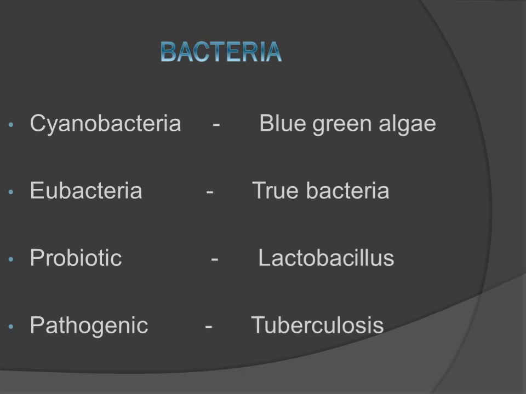Right? So under this three-domain classification, the second one is bacteria. So bacteria is classified as four: cyanobacteria, eubacteria, probiotic, as well as pathogenic. Is it clear? So now let me display the figure of each variety. Is it fine?